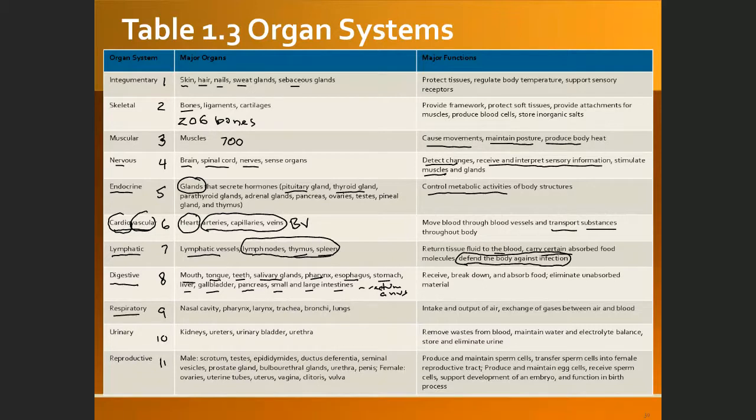The next one is called the respiratory system. This is respiration. Of course, the organs are the nose, nasal cavity, pharynx, larynx, trachea, bronchi, and the lungs. What is the function? The main function is exchanging oxygen and carbon dioxide. We need oxygen for making ATP inside our cells, and then we have to remove the carbon dioxide from our body. Therefore, the respiratory system performs this function, exchanging oxygen and carbon dioxide.